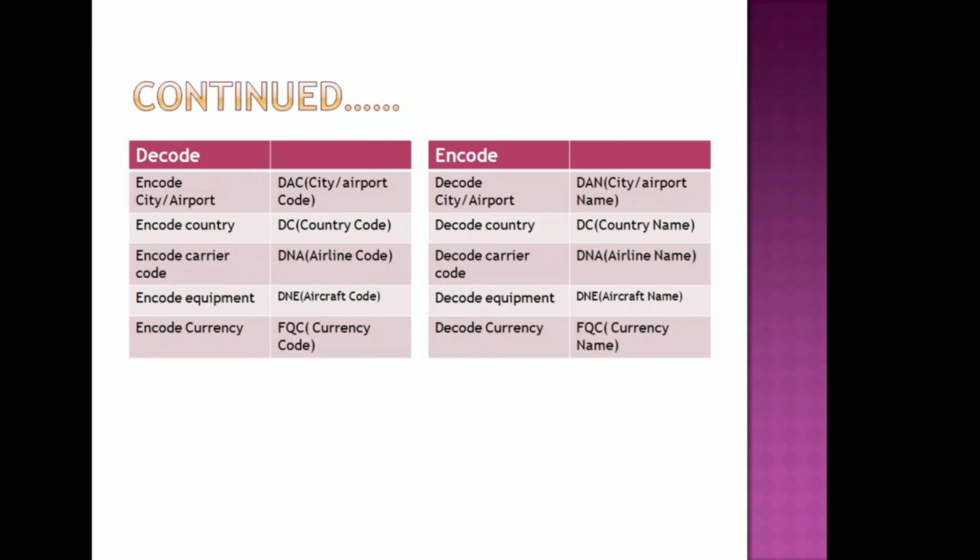For country, the command will remain the same: DC and the country name, and you will get the country code. DNA and the airline name, and you will get the airline code. So these are some basic commands which you can use, and you can learn the basic airport codes, country codes, or currency names. This is very helpful. This will really help you to learn more details about Amadeus. So just remember the command and try to practice whenever you get live Amadeus.